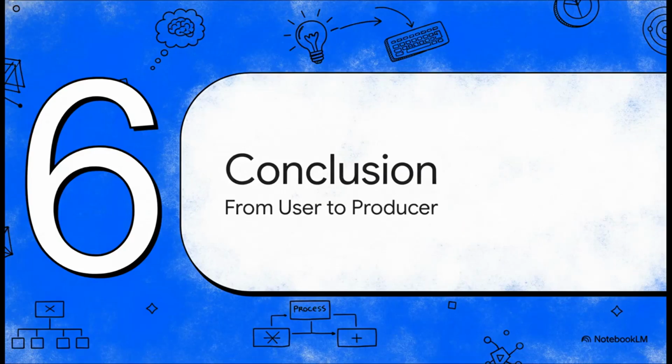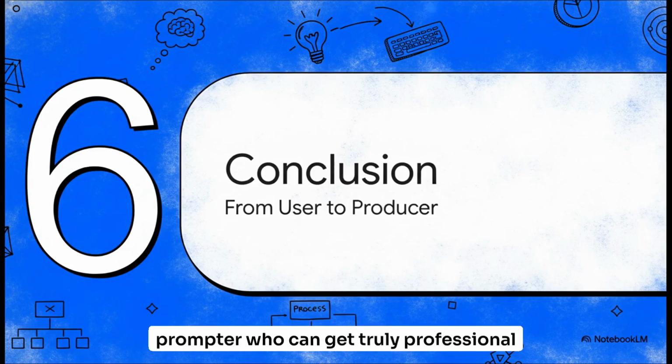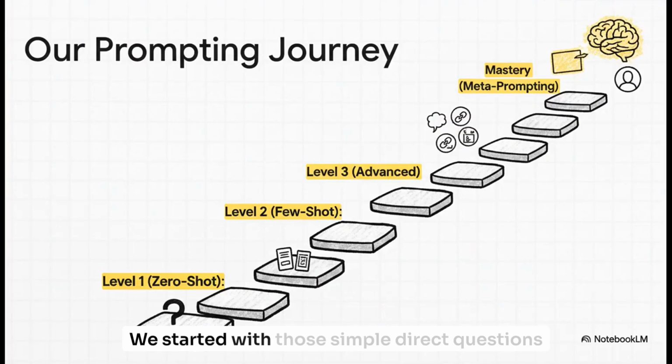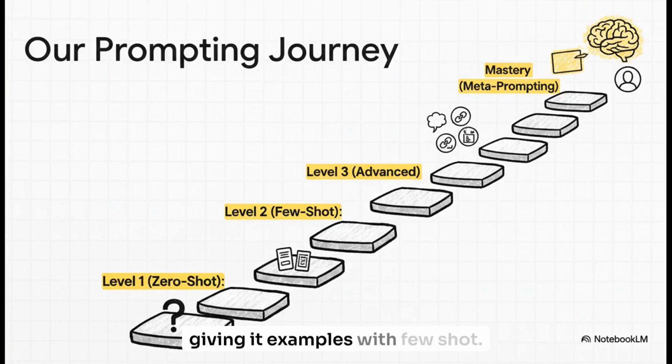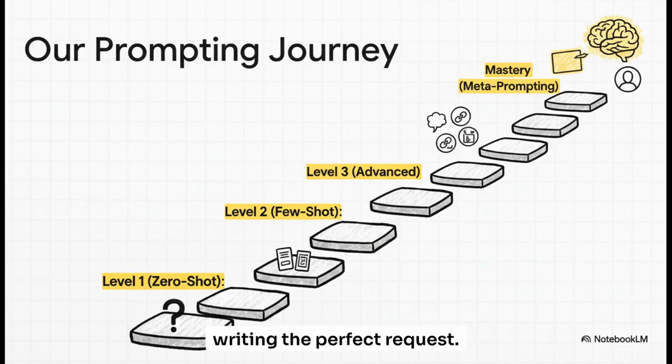So let's just quickly recap the journey we've been on, from being a novice user to a prompter who can get truly professional results. We started with those simple, direct questions of zero shot. Then we learned how to gain more control by giving it examples with few shot. We tackled complexity with that three-part strategy of context, chaining, and asking for a chain of thought. And finally, we unlocked the ultimate shortcut, meta-prompting, where the AI itself becomes our co-pilot for writing the perfect request.